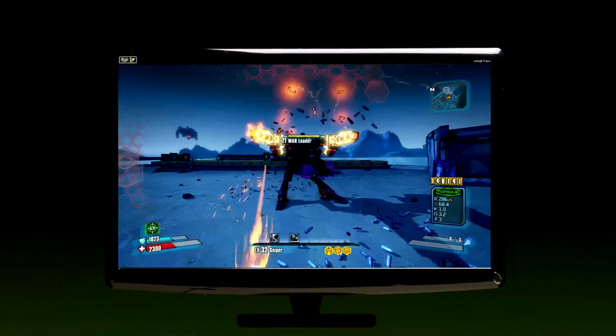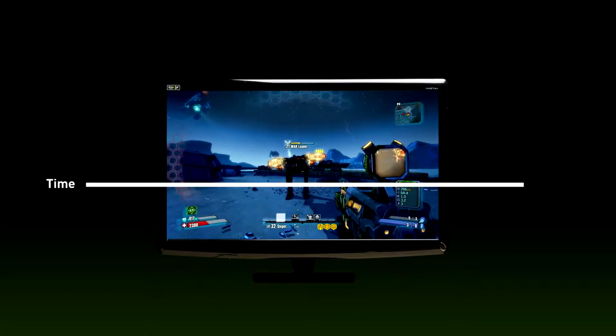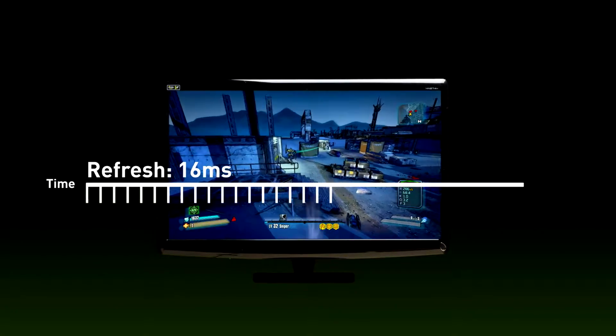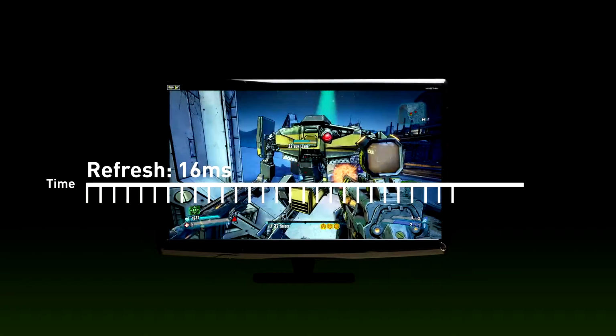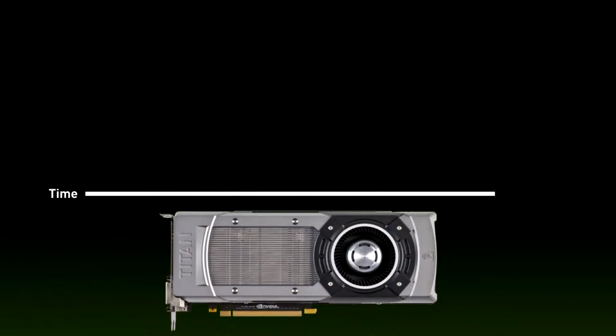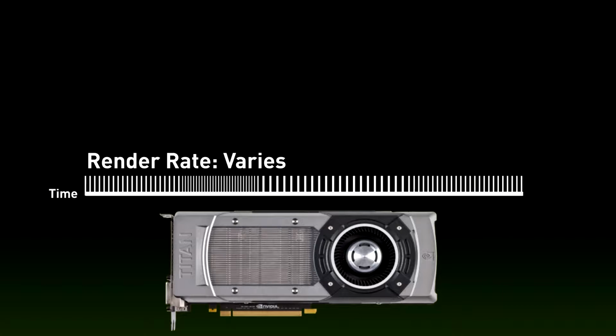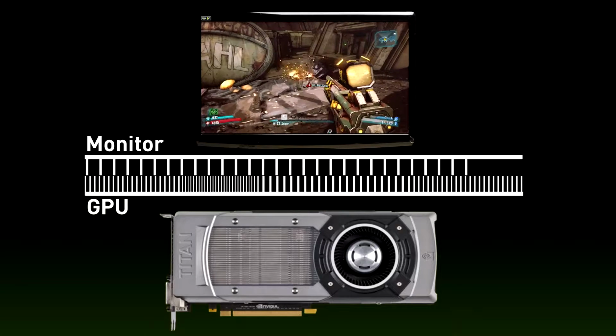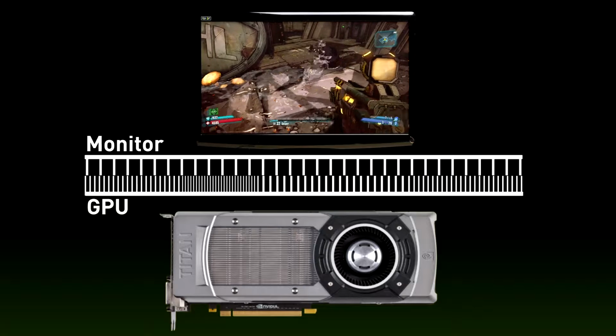Normally, monitors have a fixed refresh rate. That means they update the screen every 16 milliseconds if they're a 60 Hz monitor. And the GPU has to synchronize to that, but GPUs have a render rate that's totally unrelated. Sometimes they're rendering fast, sometimes they're rendering slow. So when you take that random pattern of frame times and you map them to the synchronous update of the monitor, you get all kinds of artifacting.